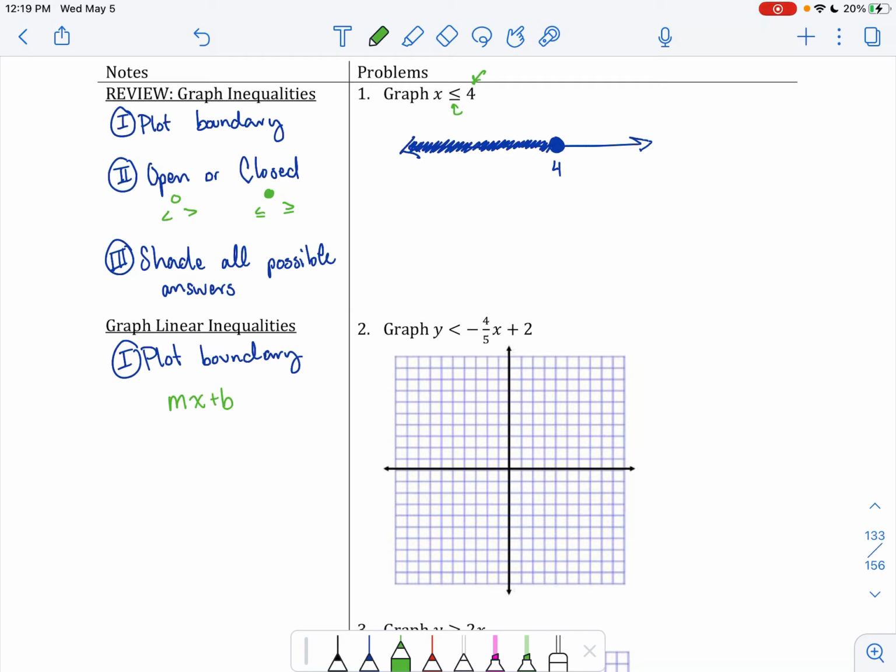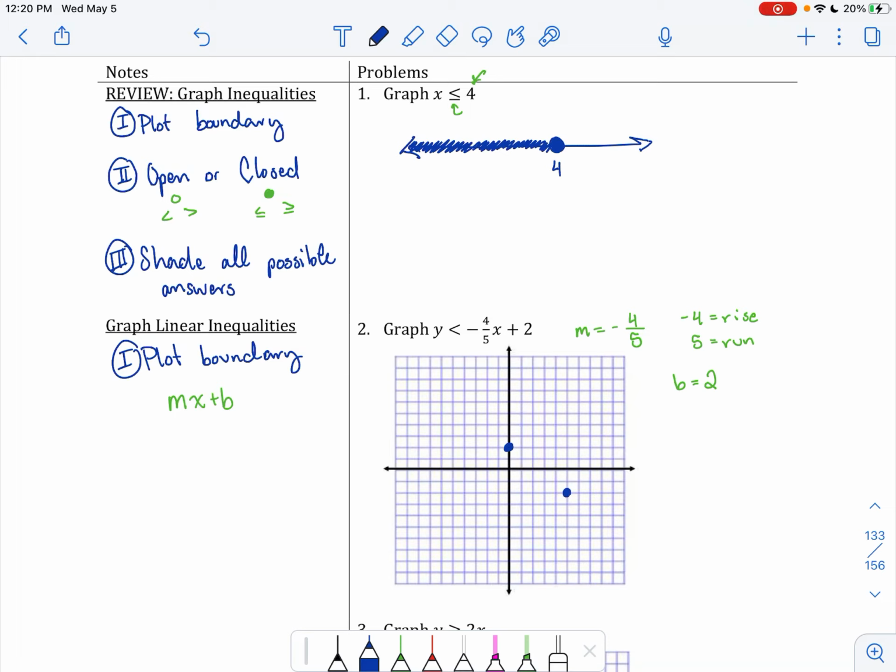We have slope -4 over 5. So rise is -4, 5 is our run, and we have a y-intercept of 2. So if I'm going to plot that line, I go plus 2 here on the y-axis, and then I would count down 4 and over 5 for the rise and run. So my next point is going to be here at 5, -2.